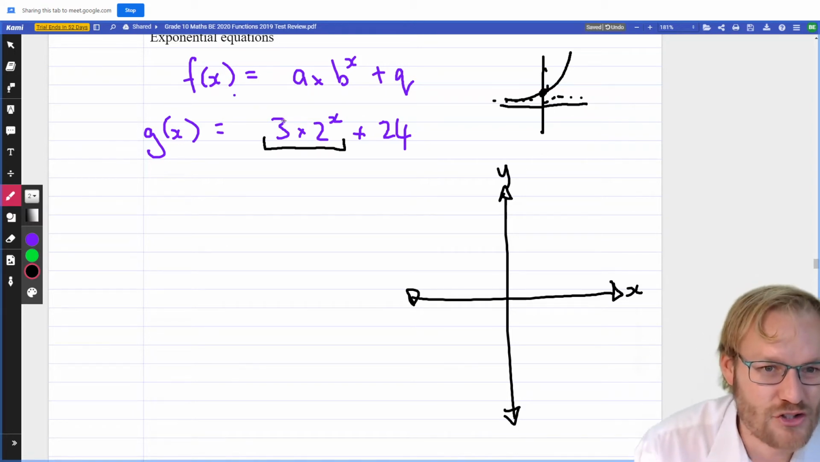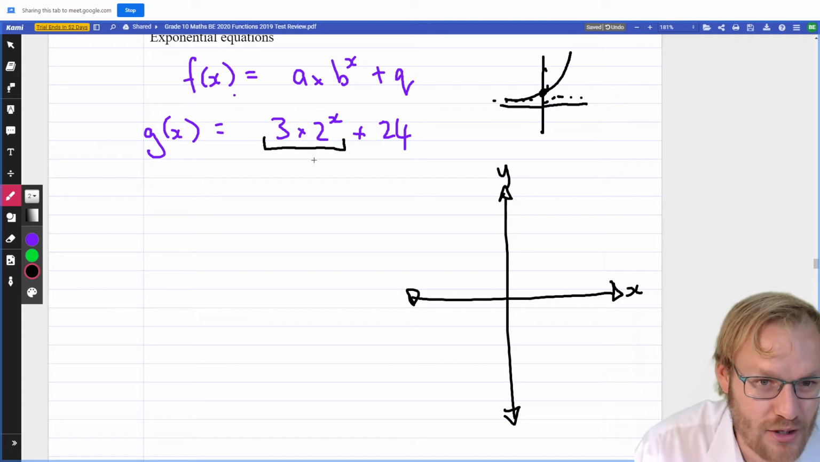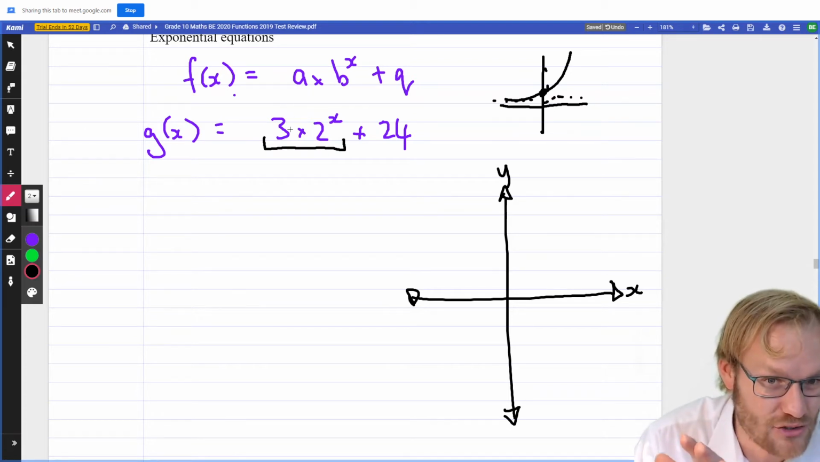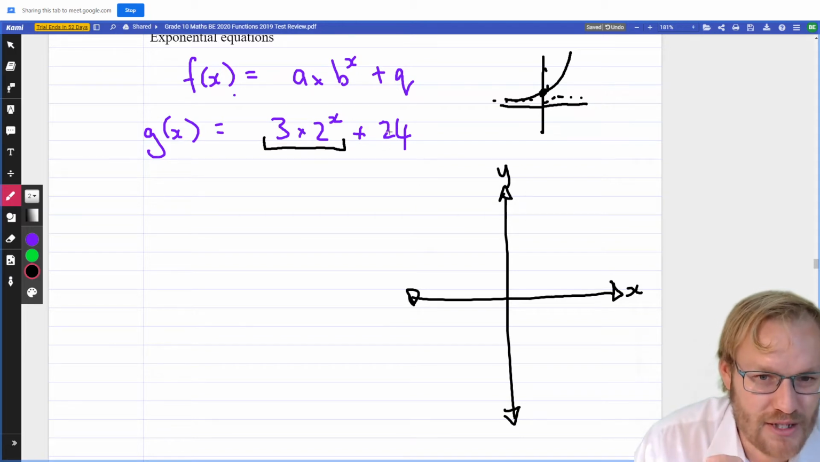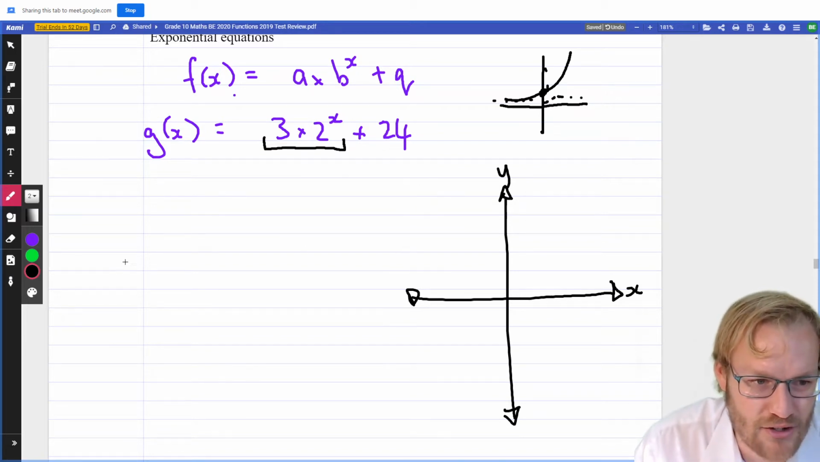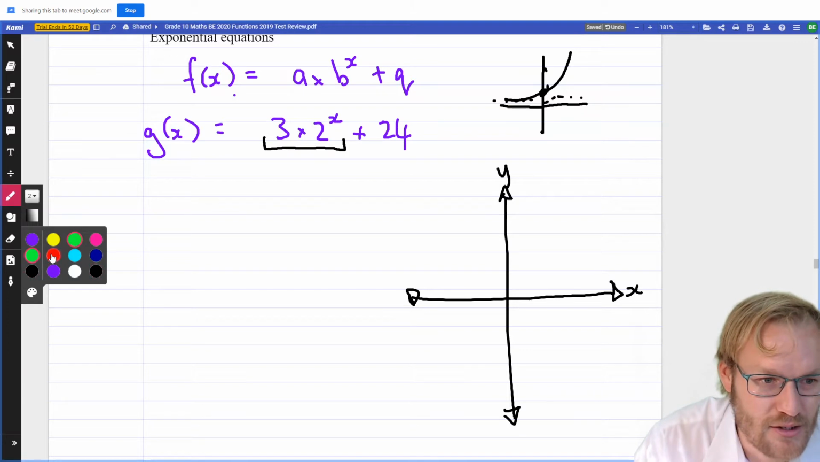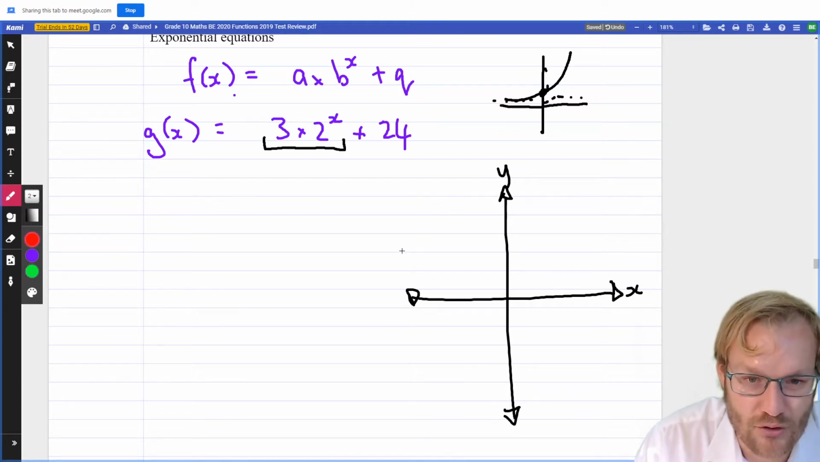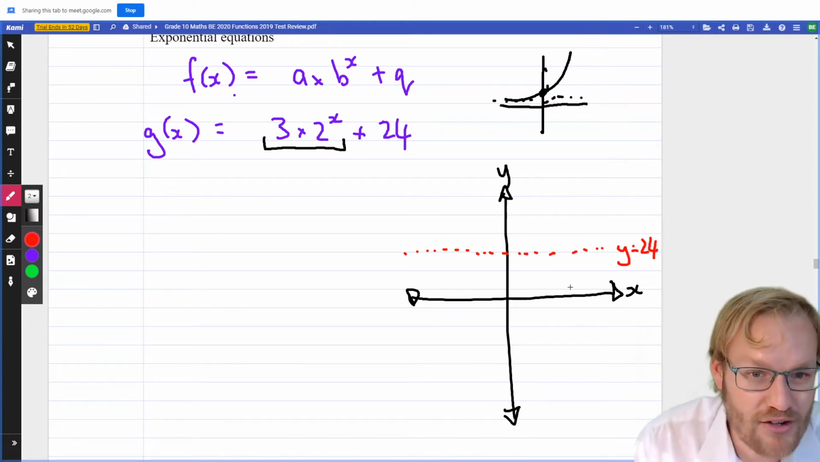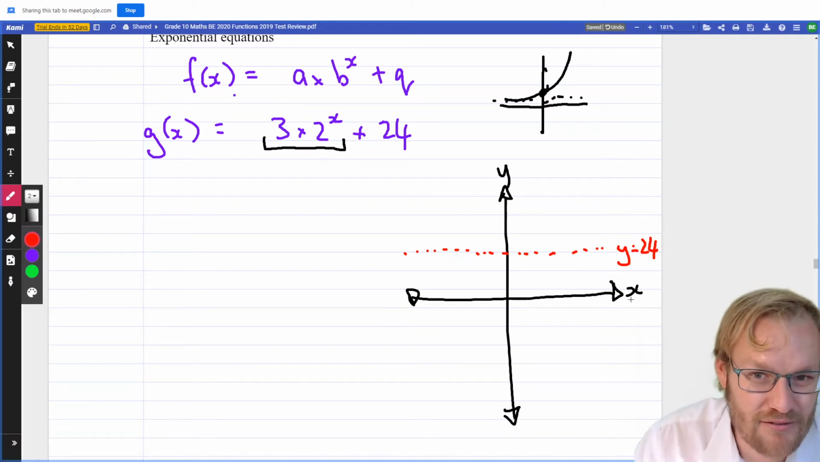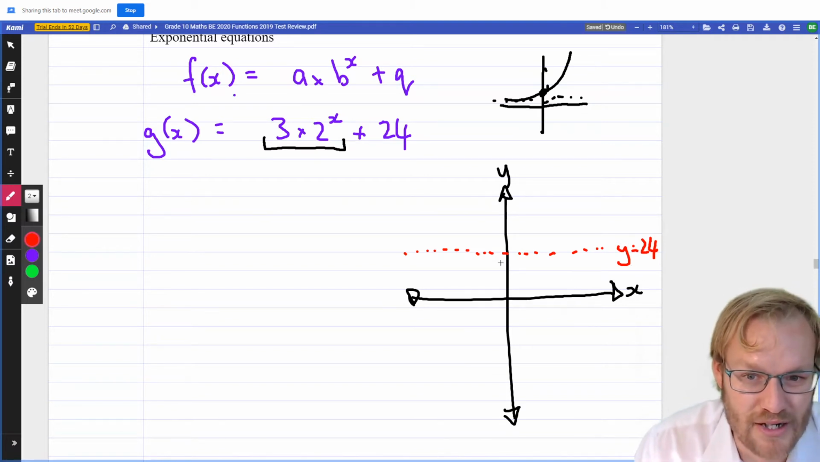Therefore, for this whole function, 0 is the smallest part that this is going to get to. Very close to it, not even 0, but really, really close to it. So it means that the smallest value this is ever going to be is the value 24. So there's an asymptote sitting here at y equals 24. The function's never going to reach it, but it's going to get very, very close to it, depending on what x is.